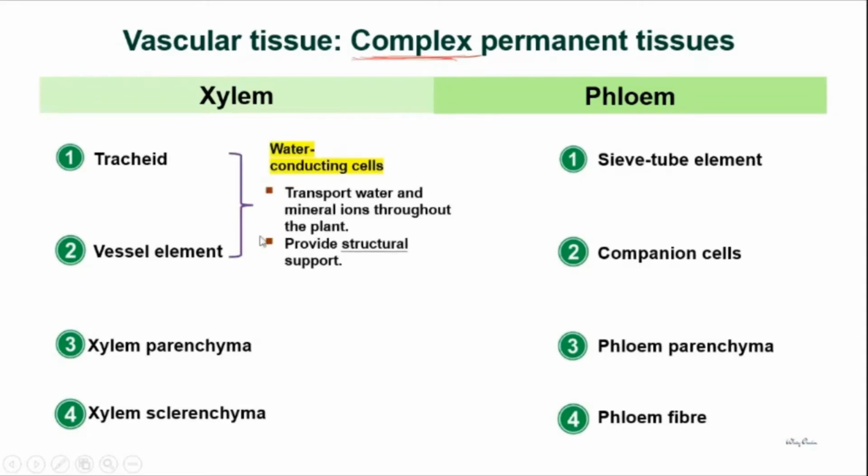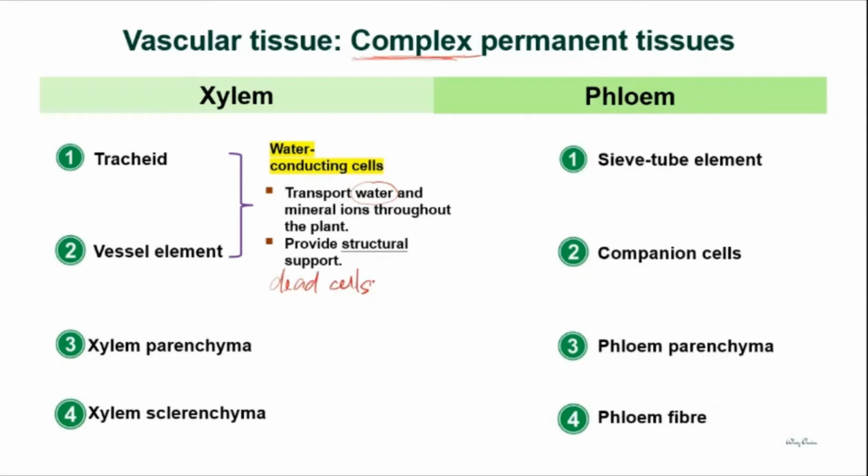For the tracheids and vessel elements, they are water conducting cells. It means that among these four types of cells, the first two are responsible for water transportation. And we know that water is a universal solvent, so when they transport the water, they will also transport the dissolved mineral ions. So water can be transported throughout the body of the plant, and both tracheids and vessel elements are dead cells at functional maturity, because both are lignified cells.